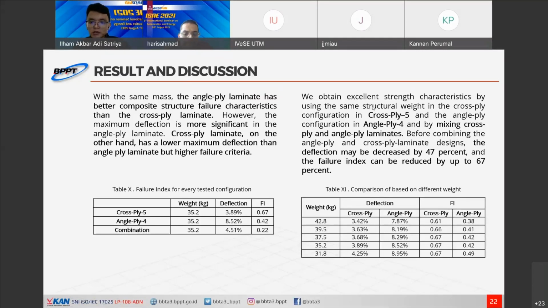We obtain excellent strength characteristics by using the same structural weight in cross-ply 5 and angle-ply 4, by mixing the cross-ply and angle-ply laminate. So compared to before we combined them, the deflection can be decreased by 47% and the failure index can be reduced by up to 67%. Table 11 is just a comparison on the basis of different weights.